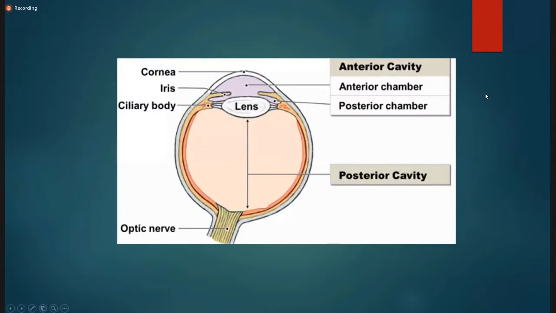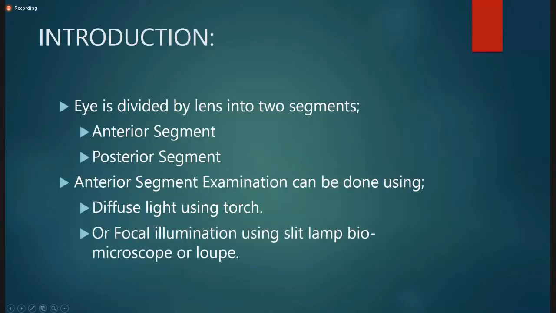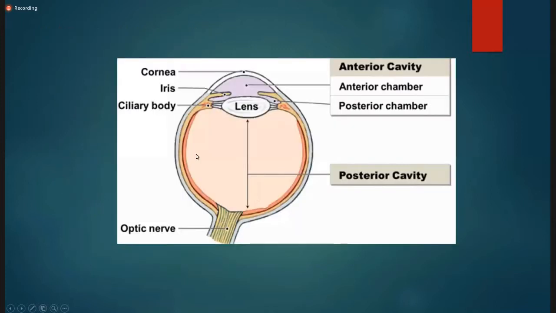Anterior segment examination. This is a diagrammatic picture of the eyeball. It is cut from the center in a longitudinal section. This is the anterior portion and this is the posterior portion. In the anterior portion, this is the cornea, and behind the cornea lies the sclera. It is the outermost coat of the eyeball. It is also known as the fibrous tissue layer.